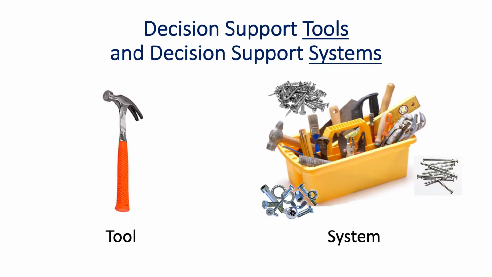So Kale talked about DSTs and DSSs. I thought, well, maybe a decision support tool is something like a hammer, and a decision support system is something like a toolbox and then some hardware. At first I kind of liked this analogy, and then I thought, well, it's actually missing something as well.